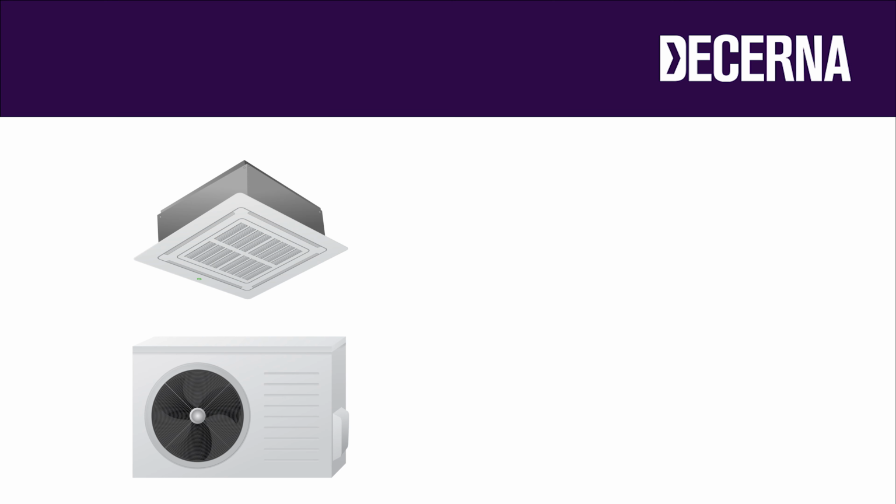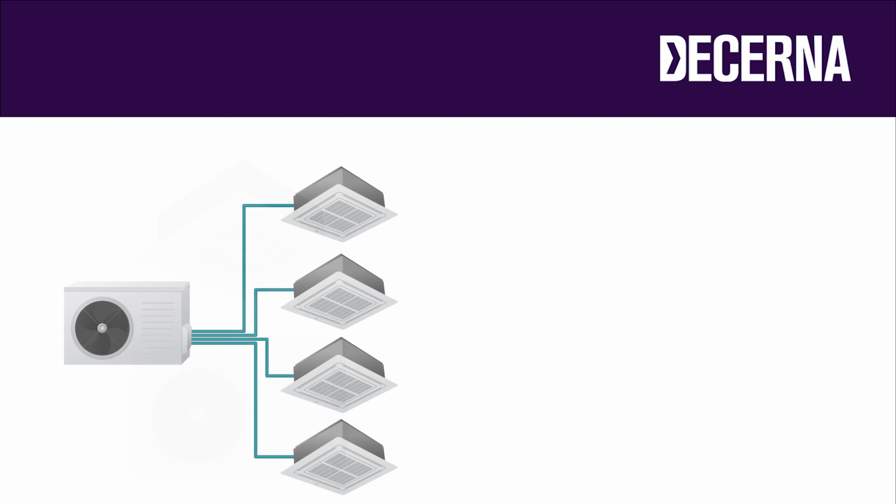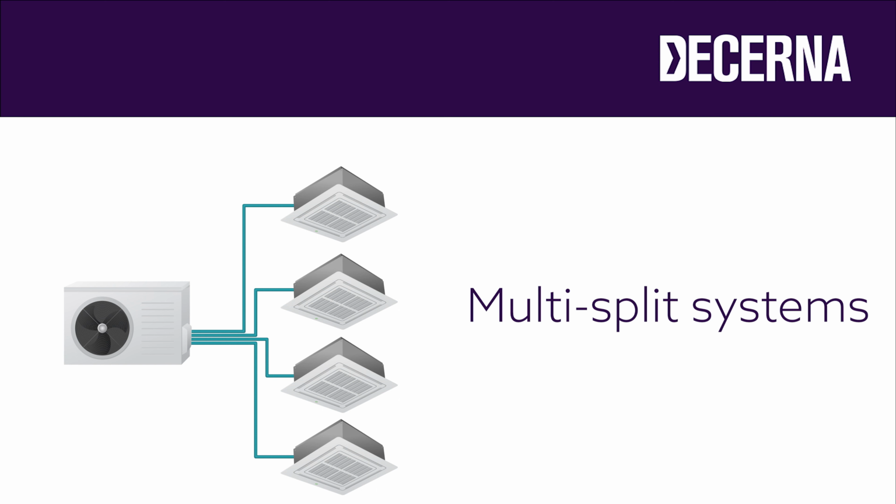So that's the basic system, but there are a few different setups which can be chosen depending on what's most suitable for the site. Firstly, the simplest system, which we've just seen, is a single outdoor unit and a single indoor unit. This is known as a split system. Costs and outdoor space requirements can be reduced for slightly larger installations by using multi-split systems, where a single outdoor unit feeds multiple indoor units.